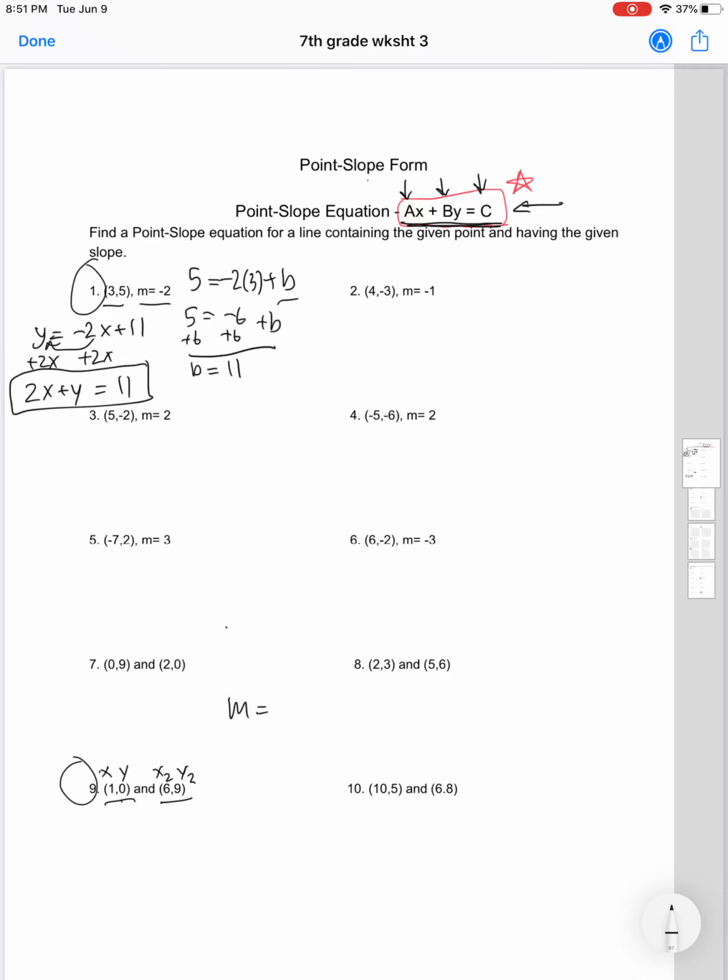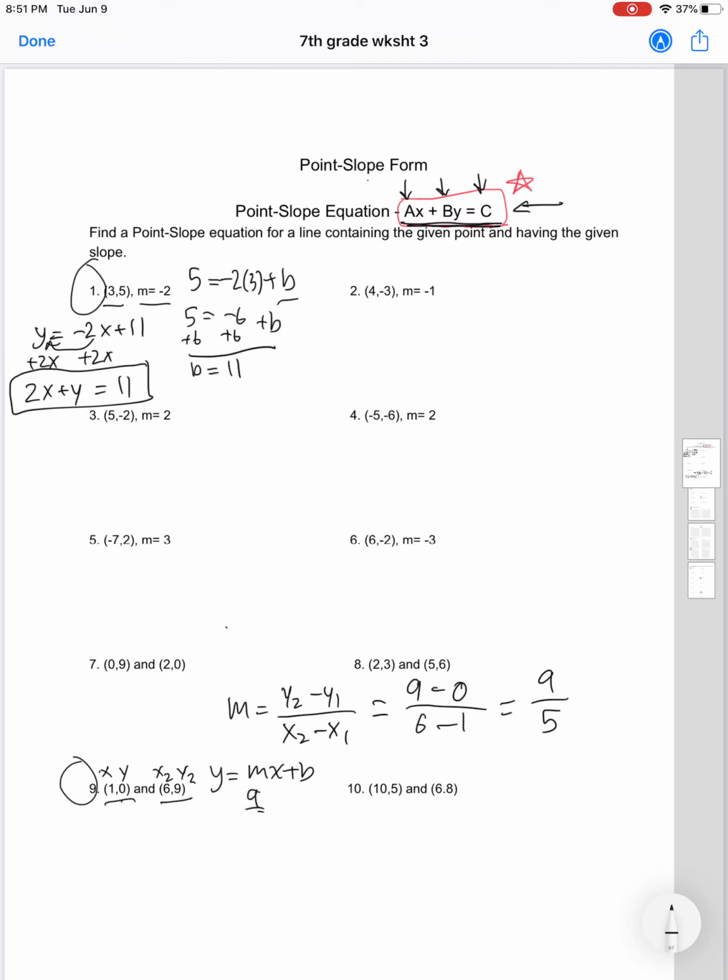Now, m is equal to y2 minus y1 over x2 minus x1. This is the equation to find the slope. Now, y2 is 9, y1 is 0, x2 is 6, and x1 is 1. So what we get is 9 minus 0 is 9, 6 minus 1 is 5. 9 over 5, right? Now we can put it back into this slope-intercept form, y equals mx plus b.